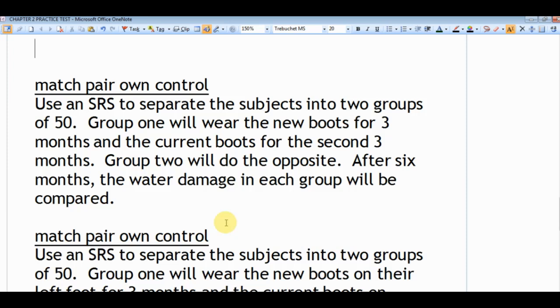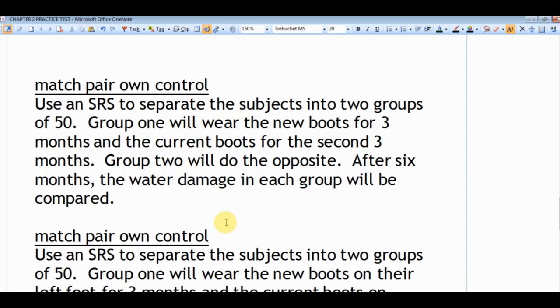Match pair, own control, option 1. We're going to use an SRS to separate the subjects into two groups of 50. Group 1 will wear the new pair of boots for 3 months and the current boots for the second 3 months. Remember that we had 6 months to play around. So the first 3 months, new boots. Second 3 months, old boots.